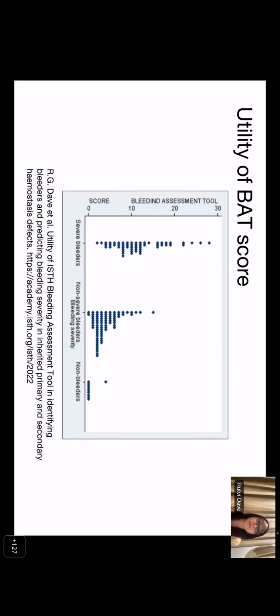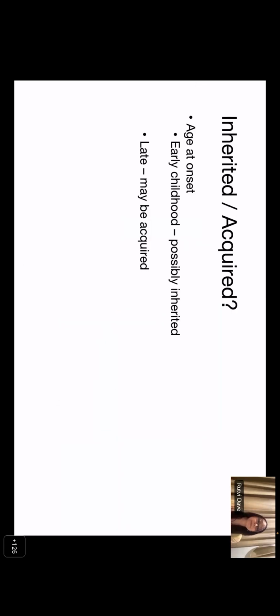When I say adult female, it means a female who has attained menarche. So this is a study done to assess the utility of the BAT score, and we can see that it is extremely useful to differentiate a non-bleeder from a bleeder. It is important to look at the age of onset.